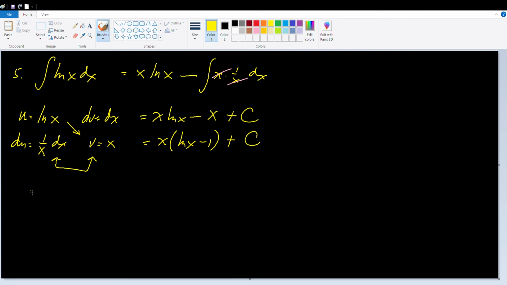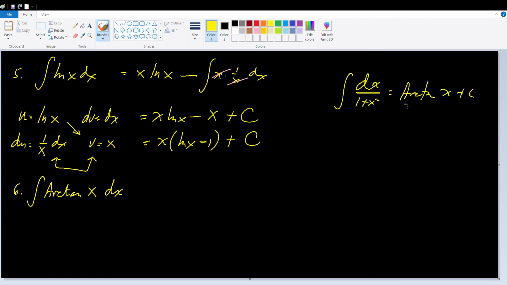How about the integral of arctangent of x dx? We have an integral dx over 1 plus x squared that results to the arctangent function. Okay? But we do not have the integral of arctangent. So to find the integral of arctangent is to apply integration by parts.